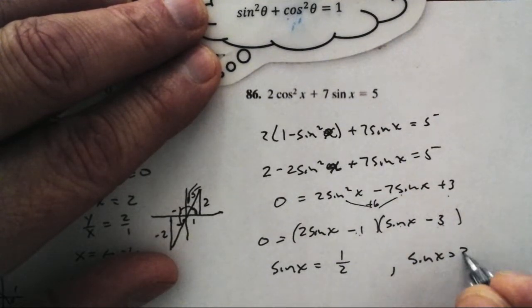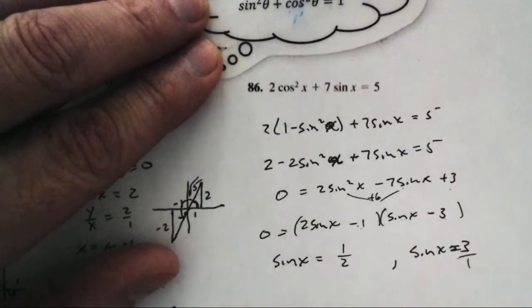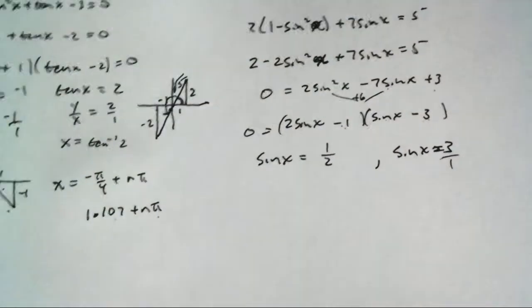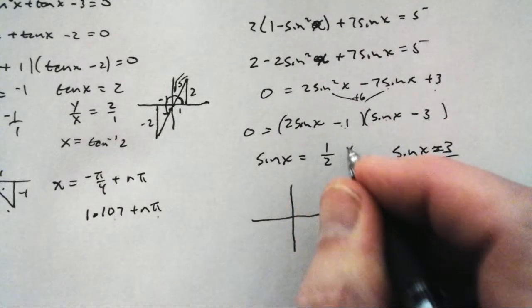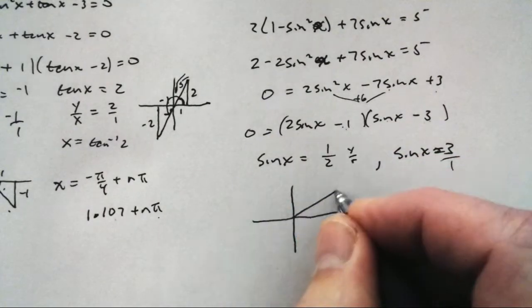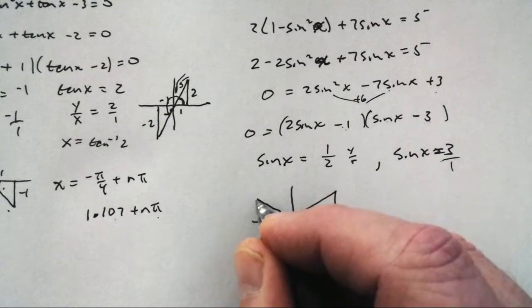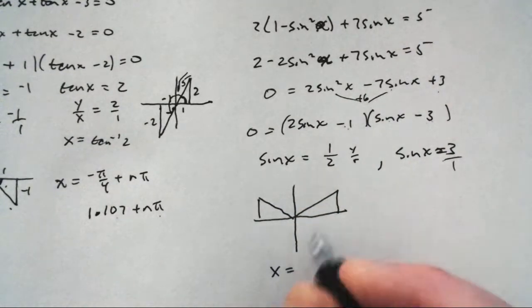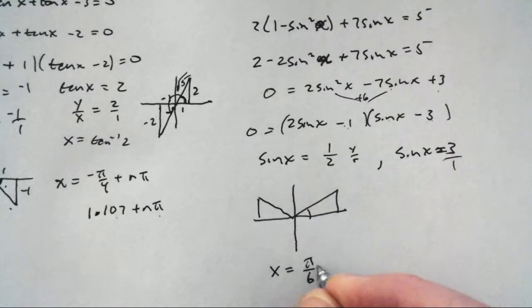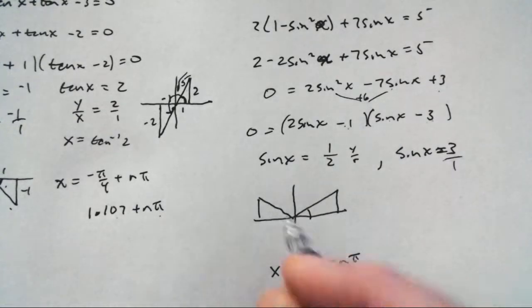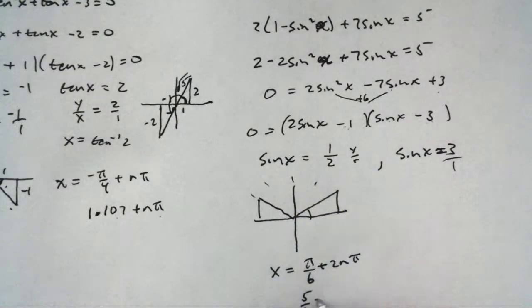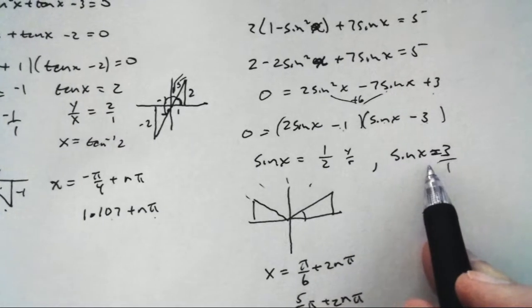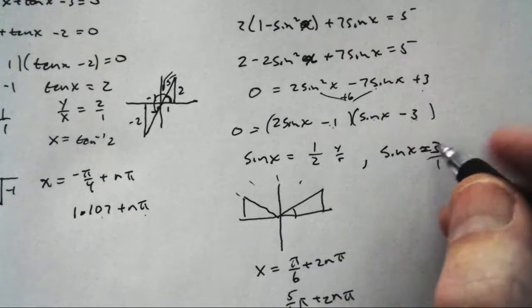Or when sine of x equals 3, don't know about that necessarily. Hopefully you do, but when is sine 1/2? That's a breeze. Y on r, short y, long r, 30, 60, 90. It happens right here and right here. So we have solutions of x equals pi on 6 plus multiple revolutions and 5 pi on 6 plus multiple revolutions.